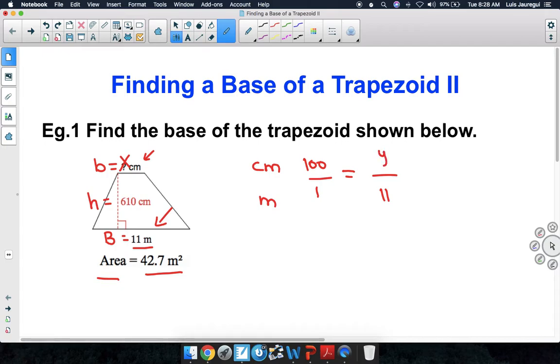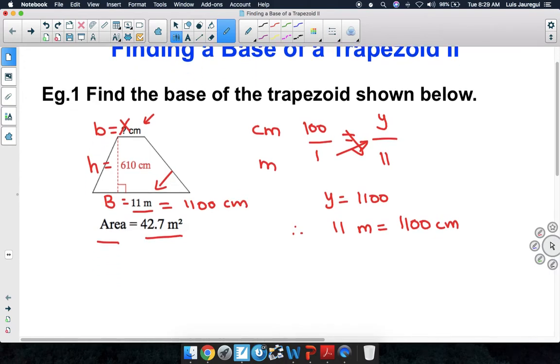And let me go ahead and use the letter Y to find out what is the corresponding amount of centimeters to those 11 meters. Since now we have a proportion, let's go ahead and cross multiply. So we have 1 times Y is simply Y, and then 100 times 11 is simply 1100. And we can say therefore that 11 meters correspond to the 1100 centimeters. So what does that mean? That means that this big base is equal to 1100 centimeters.